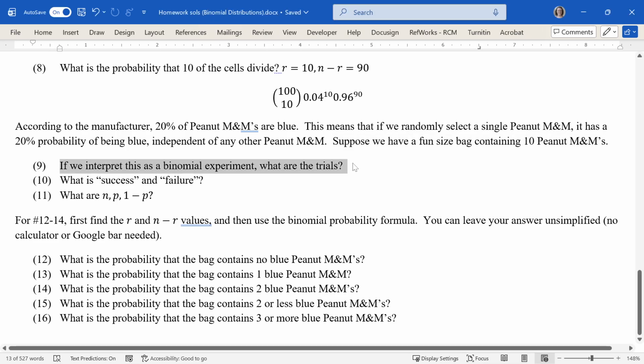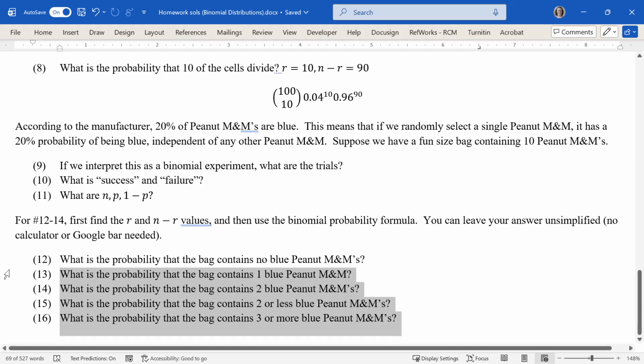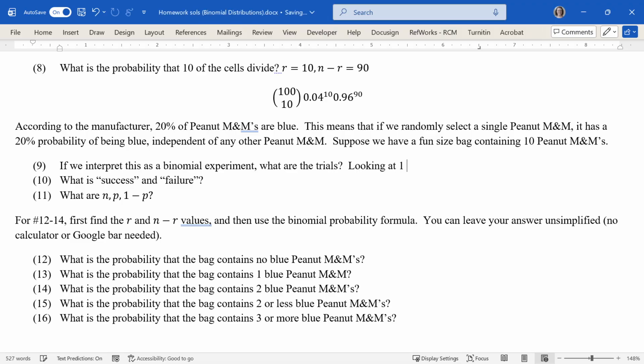If we interpret this as a binomial experiment, what are the trials? Okay, so what is the thing that we're going to do over and over again and check for whether something happened or not? In this case, you kind of need to read ahead a little bit to see what we are trying to find the probability of. We're trying to find the probability that the bag contains different numbers of blue peanut M&Ms. So we can interpret that finding a blue peanut M&M must be a success. So then the trials must be looking at the M&Ms. Okay, so looking at one M&M.